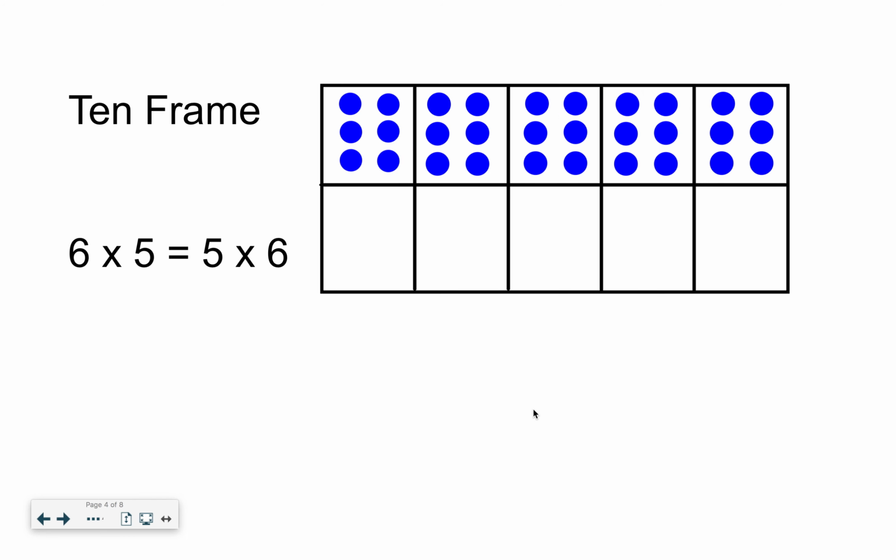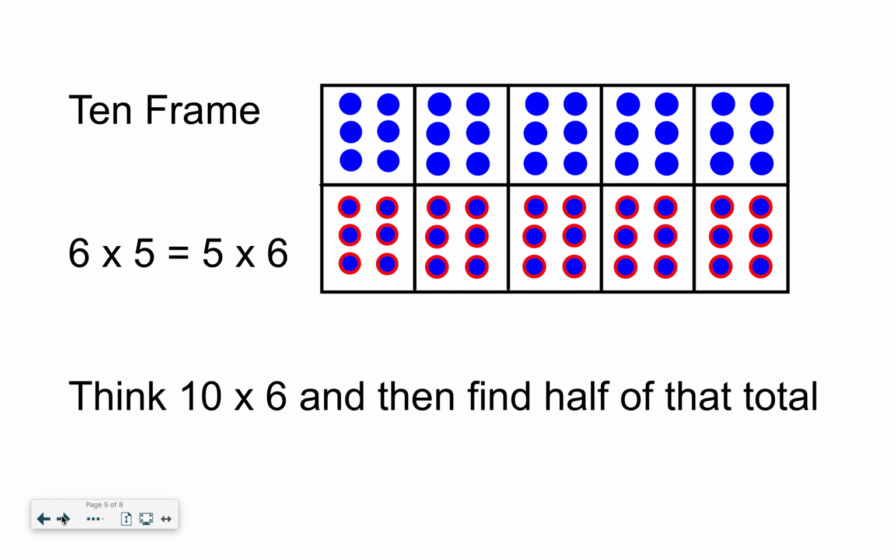Here's another way to think about this. So if I had 6 groups of 5, because of the commutative property, I could think of that as 5 groups of 6, and that's the picture we have here. So again, I could skip count, but what if instead I thought of this as 10 times 6? So now I have 10 groups of 6.